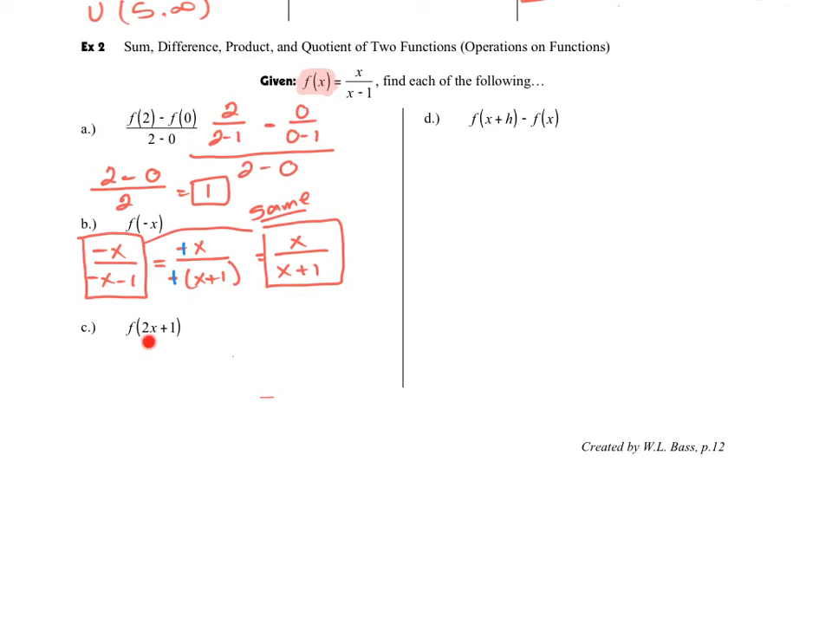On the next problem, we're going to take 2x plus 1 and we're going to substitute it in each place for x. So we're going to have our 2x plus 1 over 2x plus 1 and then minus the original 1 from the problem. So this is going to simplify to 2x plus 1 all over a 2x.